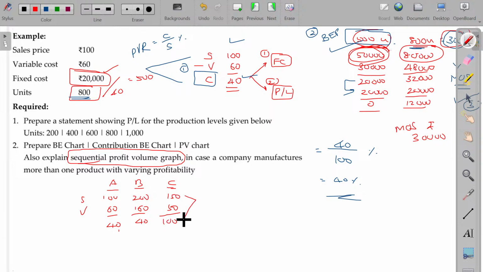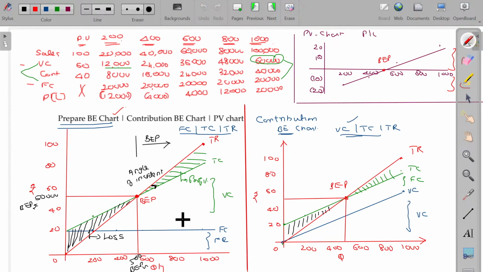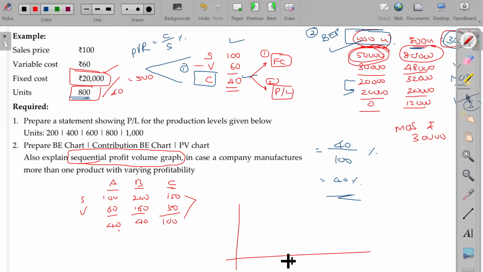The PVR of these 3 is totally different, and the profit due to A, B and C are calculated separately, and you plot that in the PV graph similar to this one, and the graph may be slightly bent. Like, okay, this will appear this way, maybe appearing this way. This may be the highest PV ratio item, this may be moderate, this may be lowest, this may be moderate. That's how we may have different PV ratios with the 3 products manufactured by the same company. This is what sequential profit volume ratio is about.